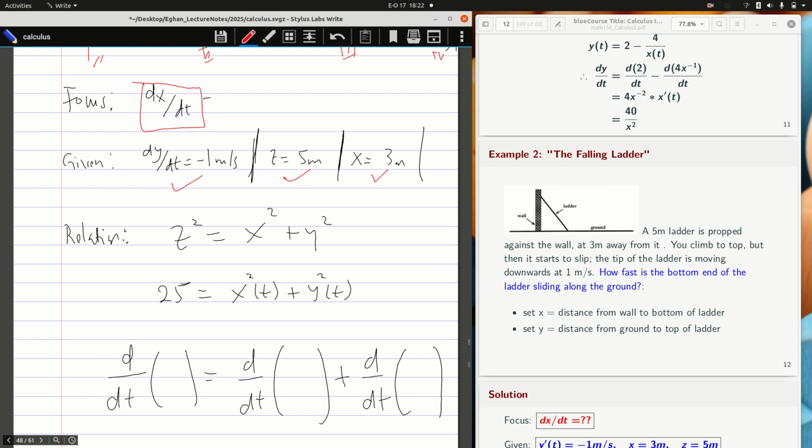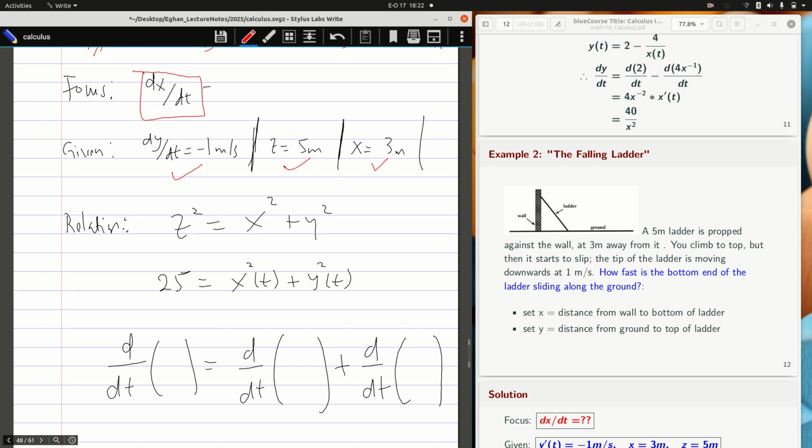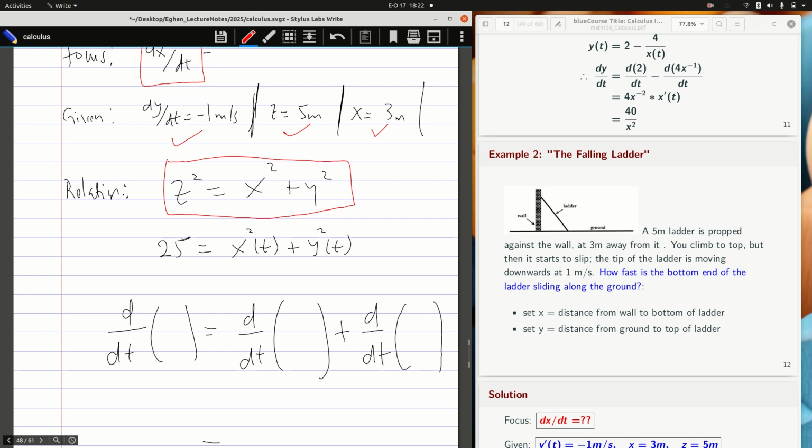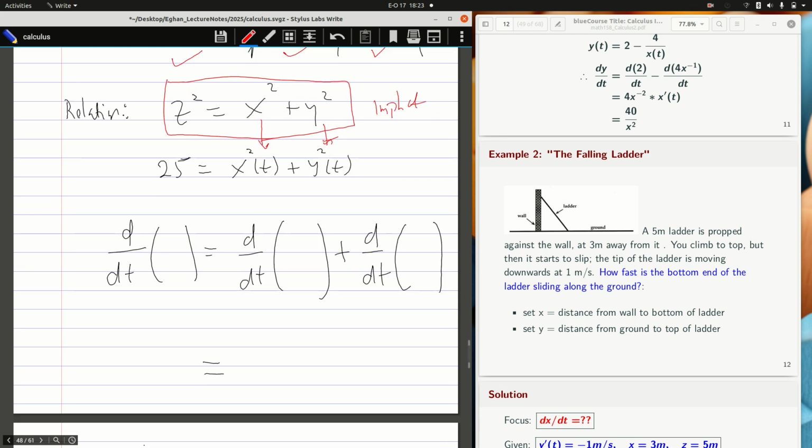Now the relation I can rewrite from the Pythagorean theorem. z squared, the hypotenuse squared, is the sum of the adjacent and the opposite squared. This is already in an implicit form. I have to now take everything in terms of x and y. Now I differentiate with respect to t of that, with respect to t of that, with respect to t of y squared. So everything drops.